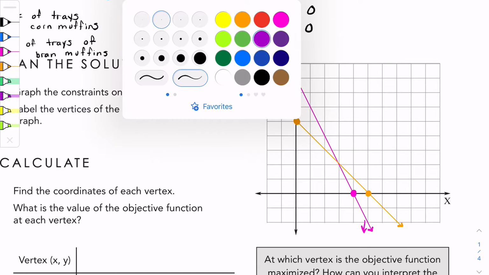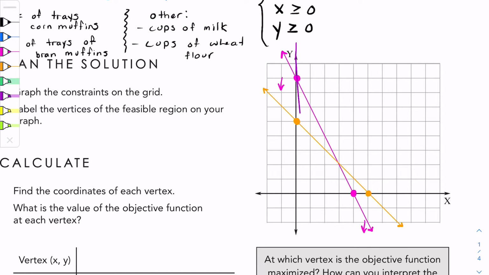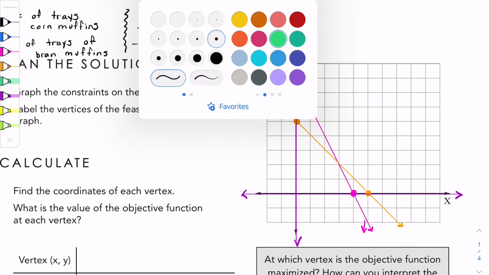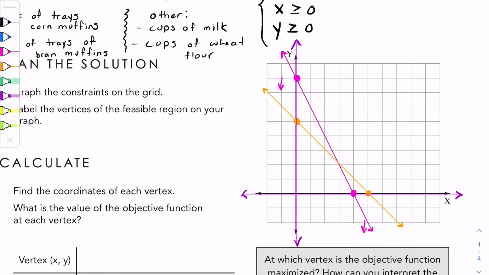Next, we need to graph x is greater than 0, which is this line here. It's the y-axis. And y is greater than 0, which is your x-axis. And then we shade our feasible region, which is below this orange line, below the pink line, above the x-axis, and to the right of the y-axis to give us this feasible region.